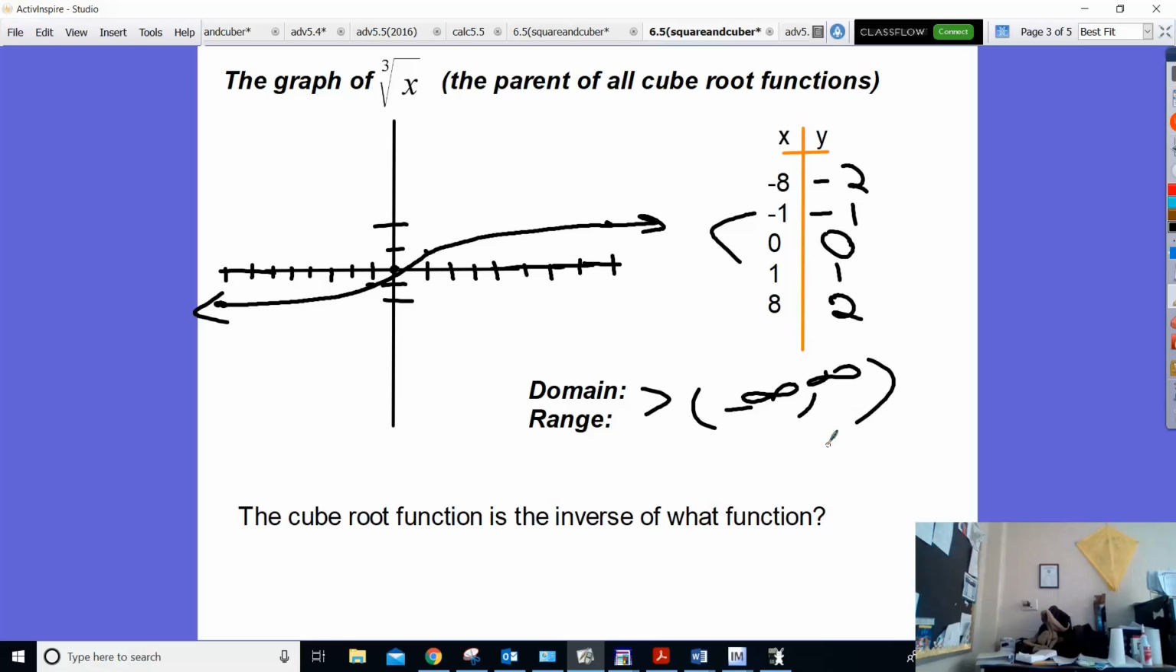It's kind of a kickback to Tuesday. The cube root is the inverse of what function? X cubed. The exact opposite action. The inverses are the exact opposite thing, which is kind of why the graphs are similar. They're similar in curvature. And there's a new mom for you.